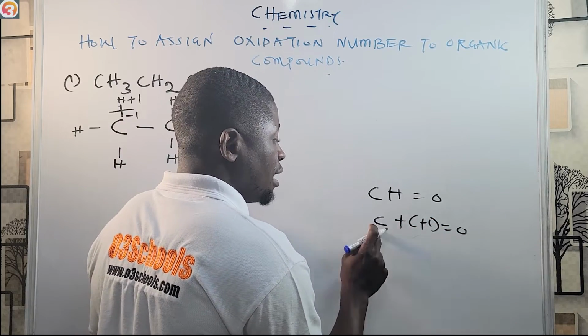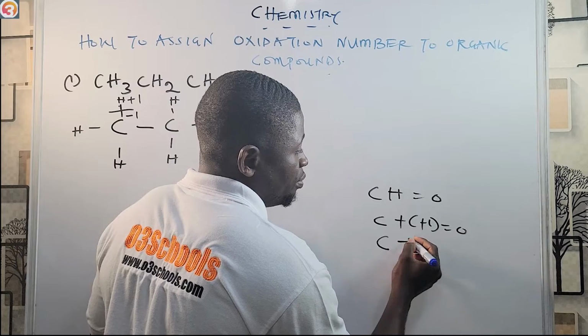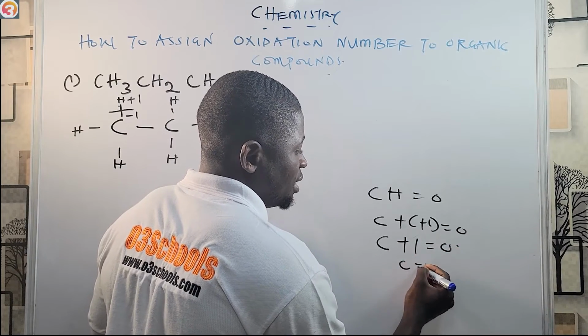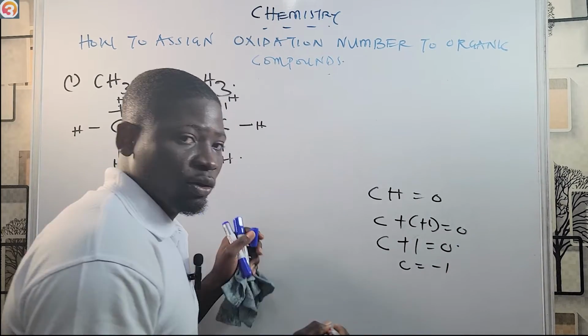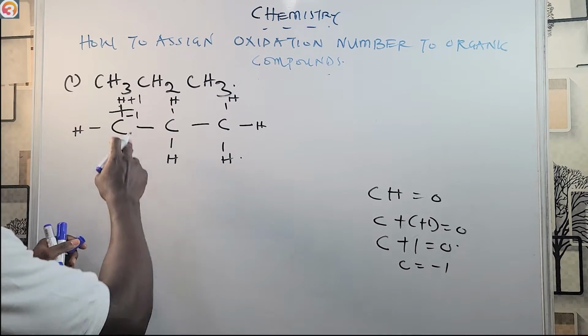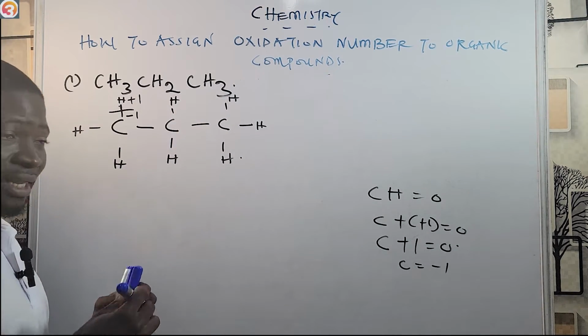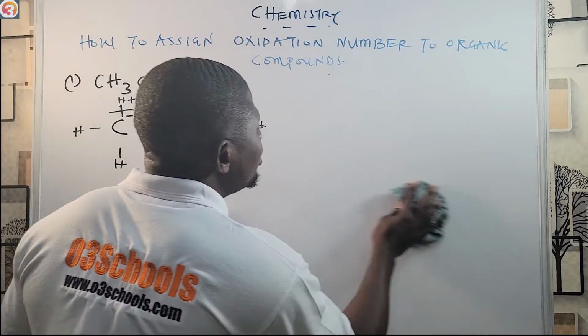Okay, so carbon is what we're looking for. So C plus 1 is equal to 0. That means C is -1, isn't it? So C is -1, H is +1. You get? So this is what we do for the individual carbon atoms.